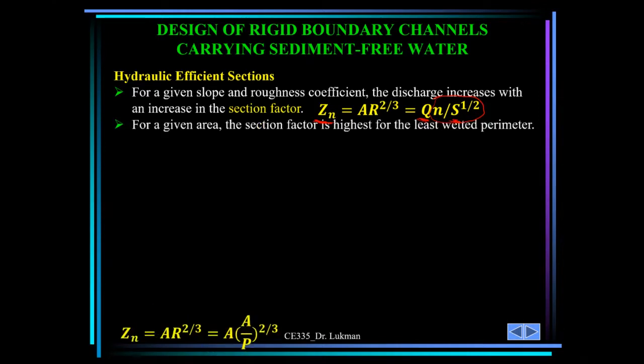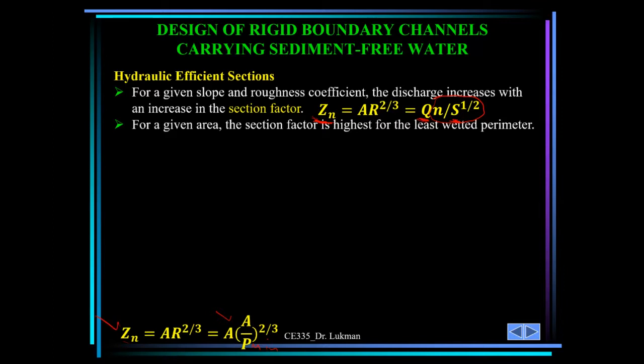And for a given area, we will try to get the maximum section factor. For a given area, the section factor is highest for the least wetted perimeter, least meaning minimum. And this is also using the section factor formula, AR, where R is simply A over P. So for a given area, when P is minimum, then the section factor Z n is maximum.